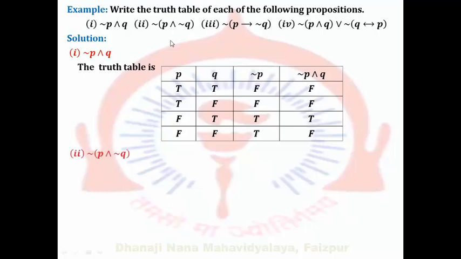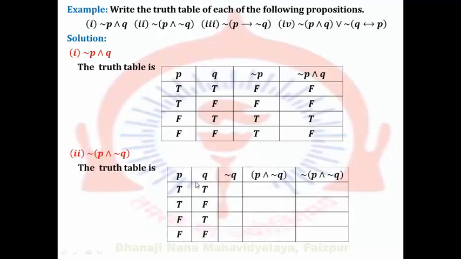Now second example, that is negation of p and negation of q. Again here there are four possibilities. So this is the truth table, that is p, q, then negation of q, then p and negation q, and lastly we find negation of p and negation q. Since this is the column for q, negation of q is nothing but what? Since here we have T, F, T, F, the negation of q column is F, T, F, T. So we have this one.